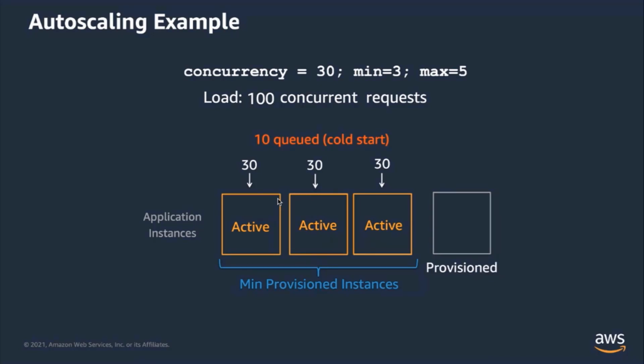But as this new instance gets provisioned and comes up, and if you're still sending the load at 100 concurrent requests, it will even out, and then the new instance will come up and start to take some of that load, and the cold start effects should subside as we bring up new instances.